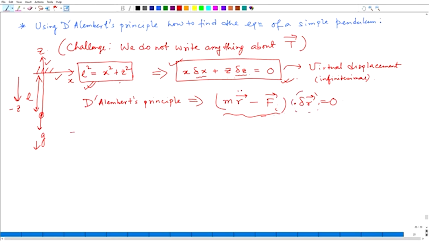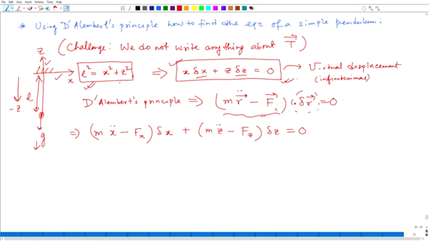Okay. And then you say, okay, then m x double dot minus, so along x direction there is nothing. So, I can simply say that I can write m x double dot minus the force in the x direction, times delta x. I am doing the dot product of course, plus m z double dot minus f z, and delta z will be equal to 0. Okay. This is my D'Alembert's principle.